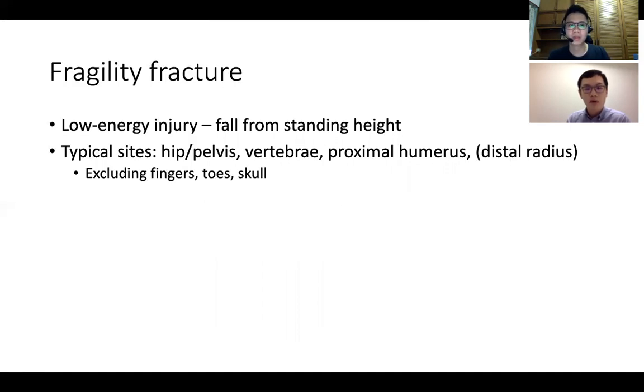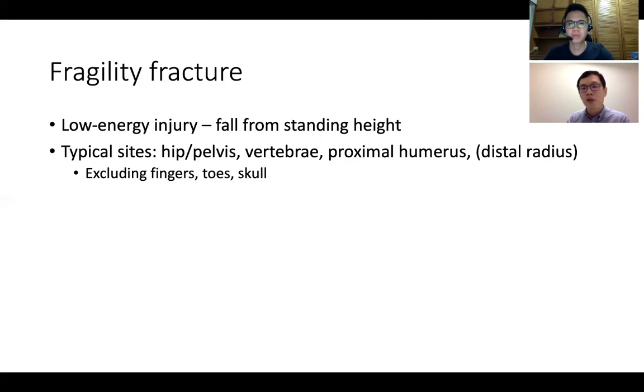Obviously, the defining feature of bone fragility is a fragility fracture. Ideally, we want to catch the patient before they even develop the first fracture. But if you have a patient who has a fracture from a low energy injury, i.e. falling from a standing height or less impact, and the fracture affects the classic sites like the hip, pelvis, vertebrae, proximal humerus, and so on, these are classic fragility fractures.